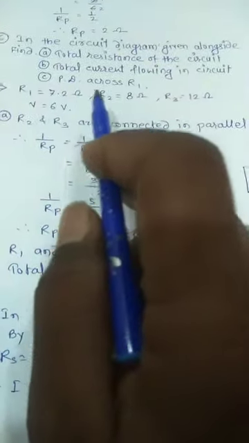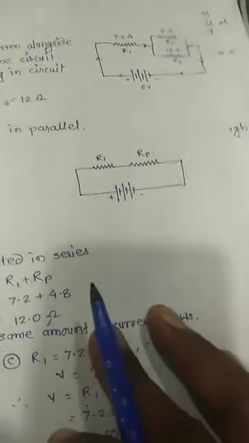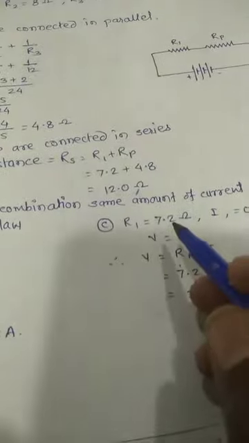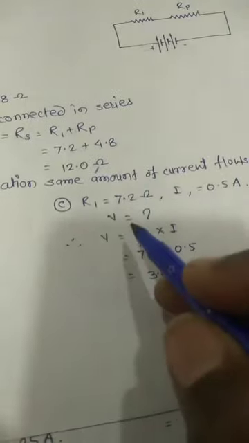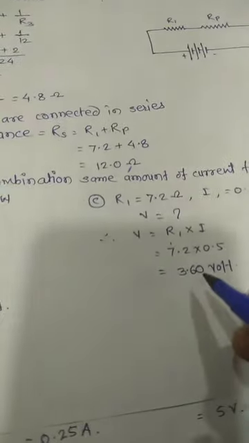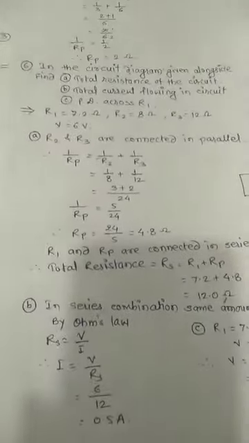Now third question: what is the potential difference across R1? In series combination, there are different potential differences across different resistors. So across R1 we have to find it. So the R value we take is R1, 7.2. I we calculated as 0.5 ampere. Now V has to be found. So V equals to R1 into I. So what will we get? 3.6 volt. Understood, students? How to solve? Hope you understand how to solve the numericals.